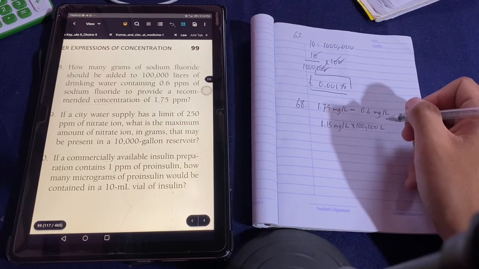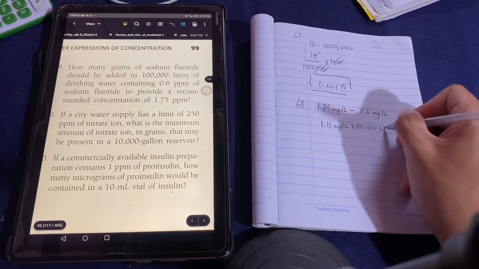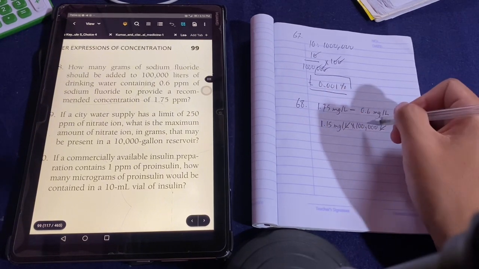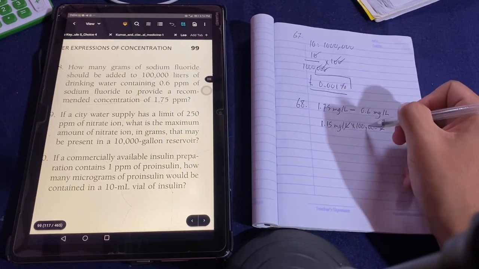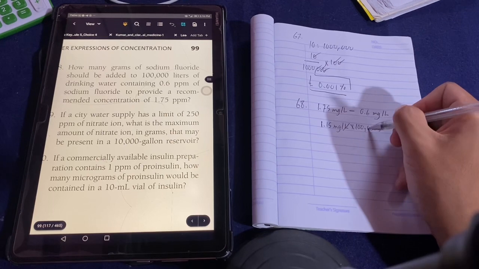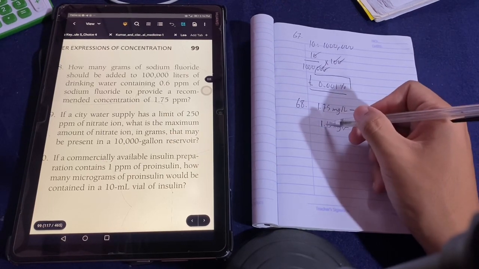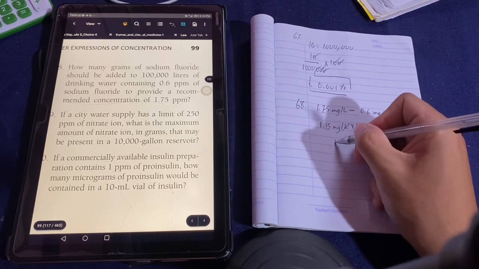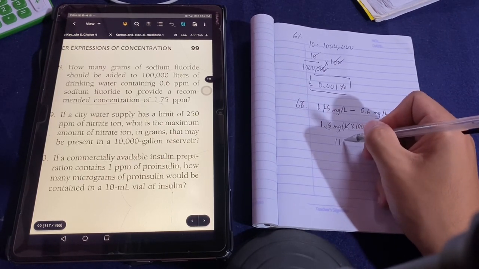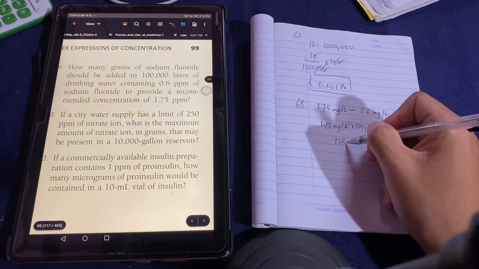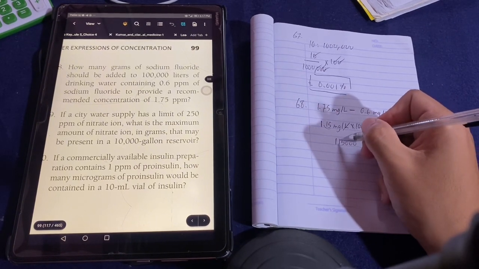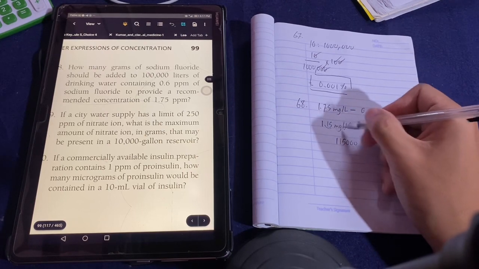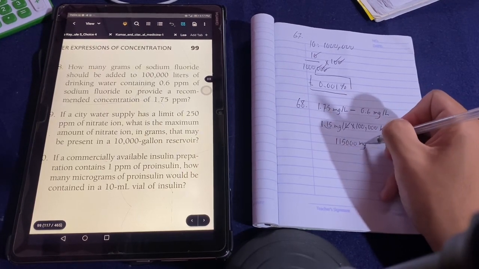So what happens here is the liter cancels out with the liter. Then for this one, how many digits will the decimal move? 1, 2, 3, 4, 5. So the decimal moves 5 places. So we will have the number 115,000, and the unit is milligram.